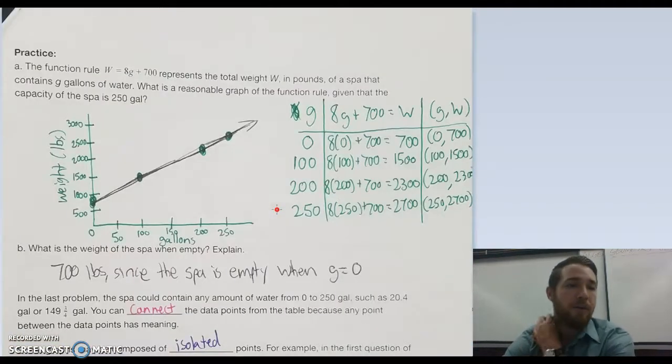So looking at another one of those tables of values, we have a function rule, w equals 8g plus 700, and that's representing the total weight in pounds of a spa that contains g gallons of water. So we want a reasonable graph of that function rule, given that the capacity of the spa is 250 gallons. So again, reasonable just means we want to think of values that would work in this situation in real life. So first of all, I don't really want to plug in any negative values as my inputs. So notice I've set up my table of values. If I'm choosing inputs, don't want to start negative, but I can start with 0 gallons. 0 gallons would make sense.